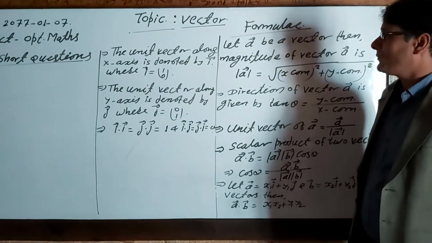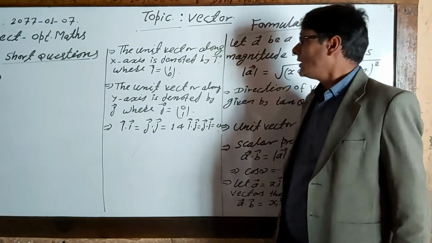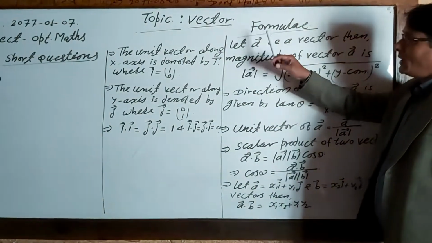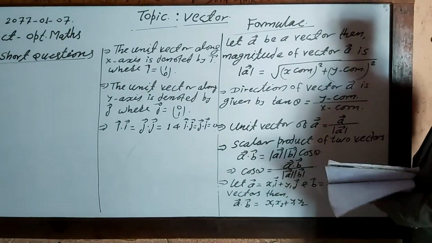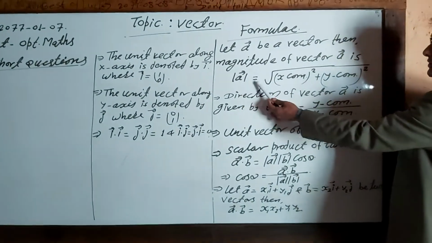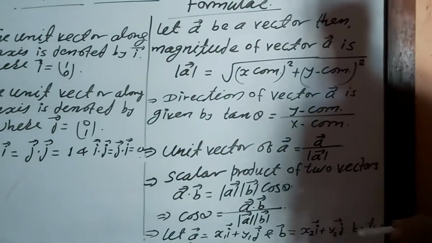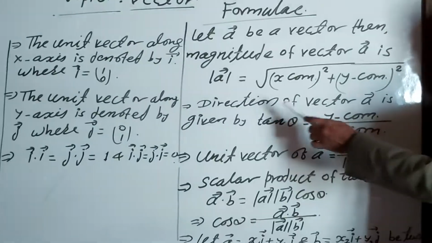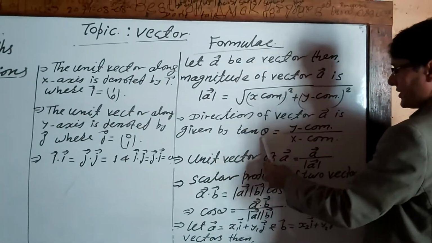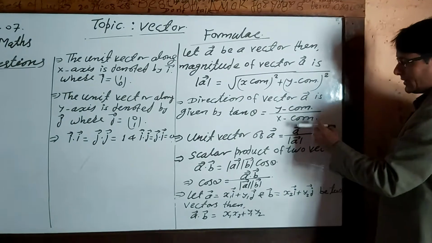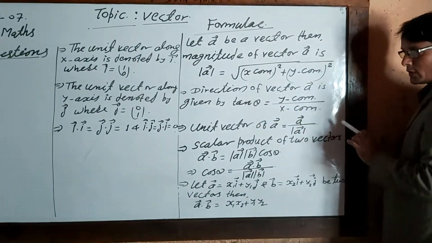First of all, I am going to remind you of some formulas about vectors. Look at the board please. Formula: let A be a vector, then the magnitude of vector A is equal to root over x component whole square plus y component whole square. After that, the direction of vector A is given by tan theta equals y component by x component. Listen please, y component by x component.